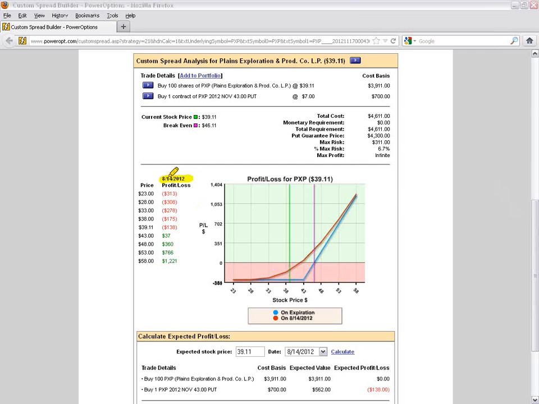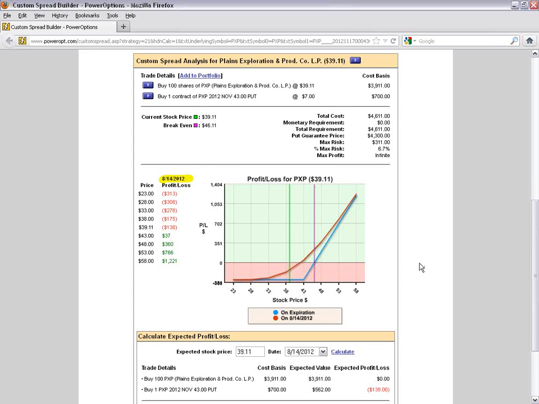August 14th is the halfway point between now and June expiration. And we can see from the chart that the break-even at the halfway point is really closer to about 42.80. We don't need the stock to go all the way up to 46.11. If the stock was trading around 42.75, 42.80, we'd be at break-even at 8/14.